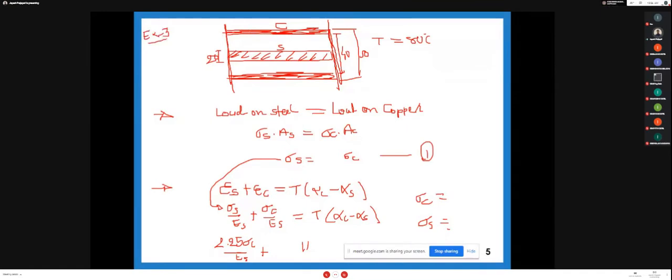Okay. So you can see the outer one is a brass tube. This dark portion. External diameter is 50 mm. Internal diameter is 40 mm.